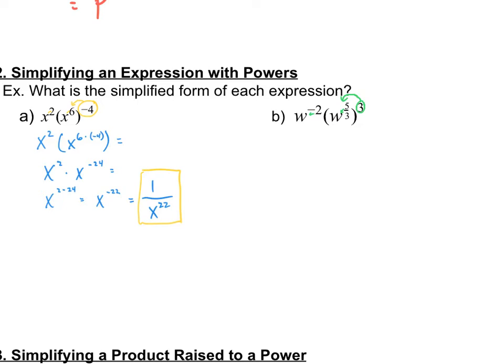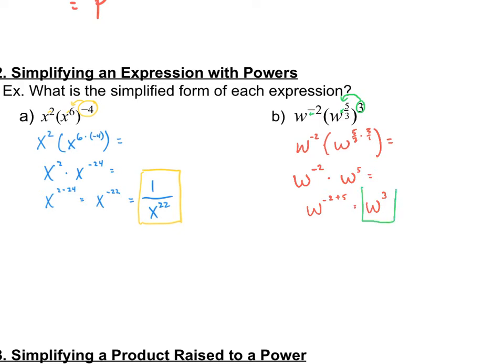So we end up with w to the negative 2 times w to the 5/3 times 3 over 1, which is going to be w to the negative second times w to the, it would be 15 over 3, but we can simplify that down to just w to the 5th. And again, we have like bases, so we add our exponents, and that ends up becoming w to the 3rd.